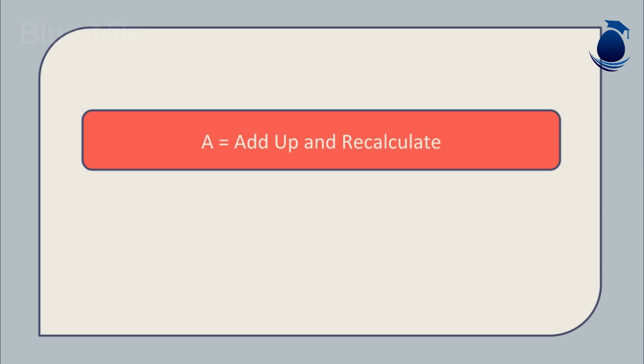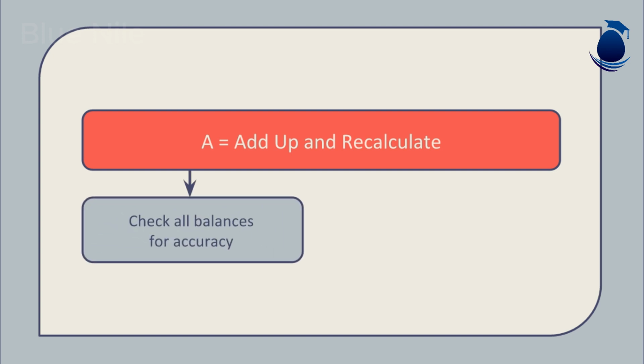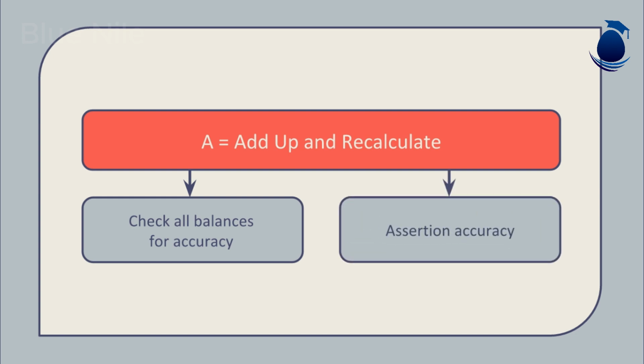A is add up and recalculate. There is always something the auditor can add up. All balances need to be checked for accuracy. Examples could be to add up the receivables list to agree the balance, recalculate a sample of employees' net pay, or add up the bank reconciliation. Each of these and many more will ensure the assertion accuracy is achieved.